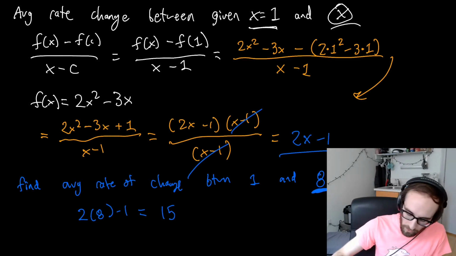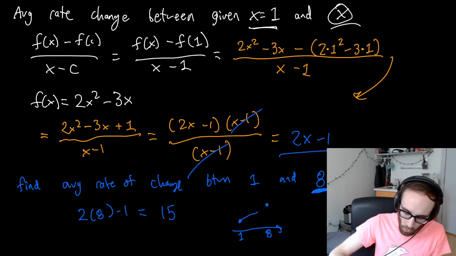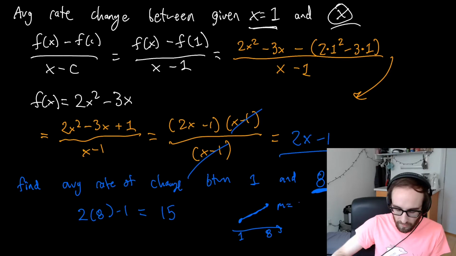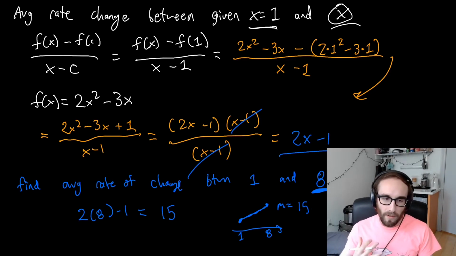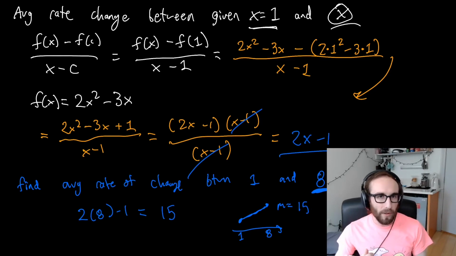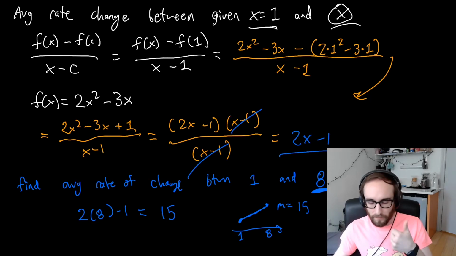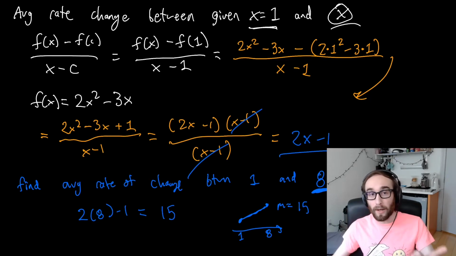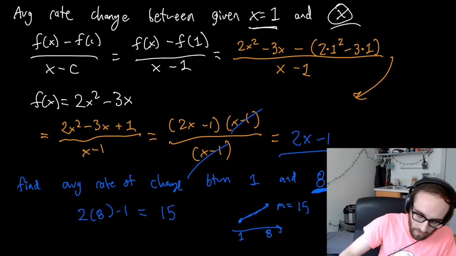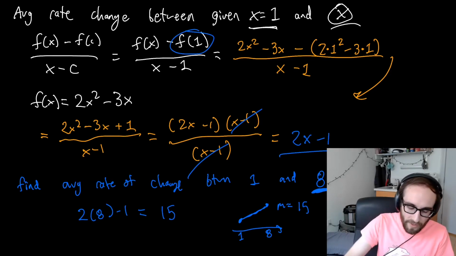In other words, if we were to graph this function between x values of 1 and 8, the slope of that secant line is going to be 15. So when we're asked to find the rate of change between a given x value and any x value, we just plug in the x value that's given, and then we simplify from there.